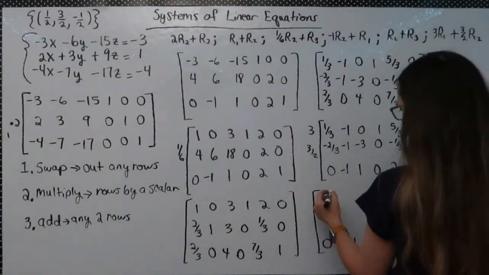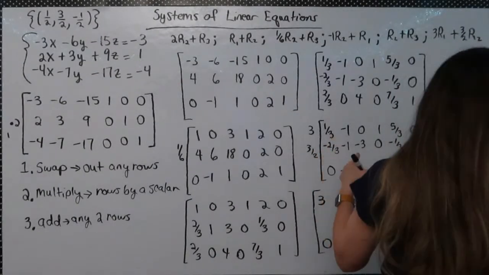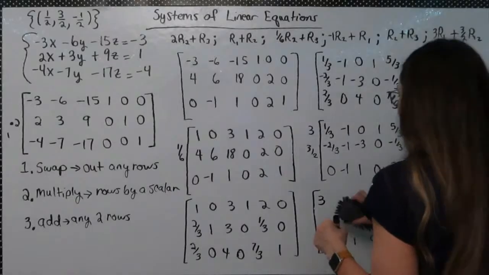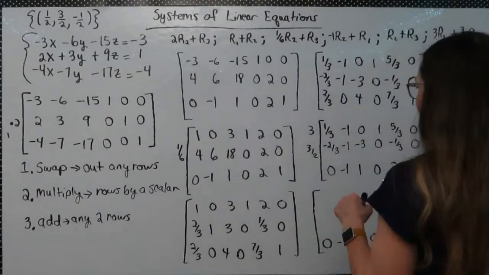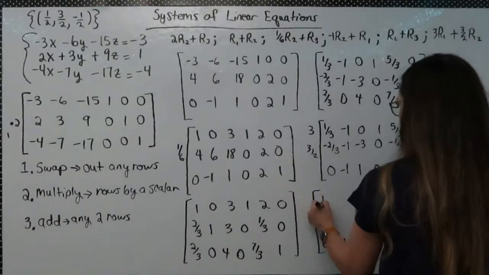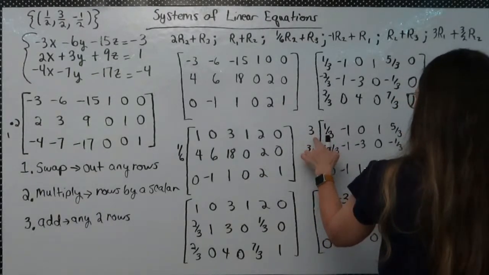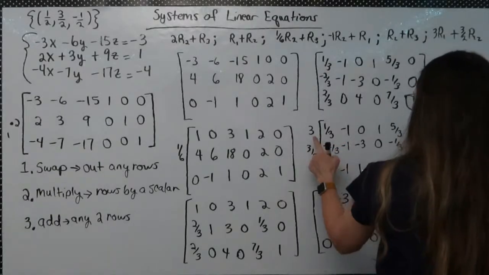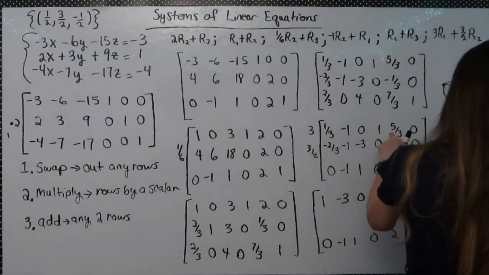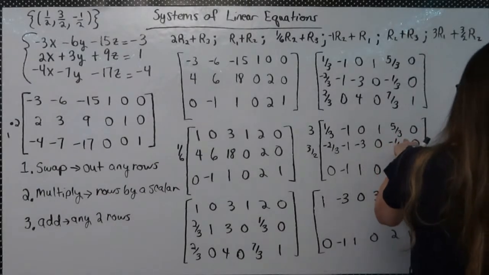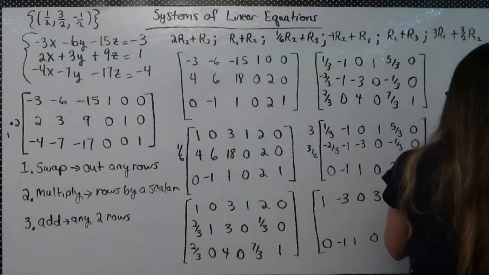So we're going to go ahead and rewrite row 1 with a new scalar. 3 times, oops, that's a mistake. And this is where mistakes happen a lot, I've noticed in my work anyway. So 3 times 1/3 is 1. 3 times -1 is -3. 3 times 0 is 0. 3 times 1 is 3. 3 times 5/3 is 15/3, which is 5. 3 times 0 is 0.